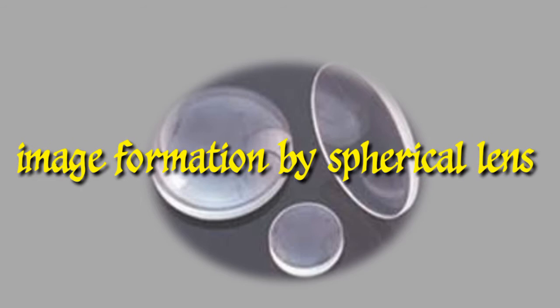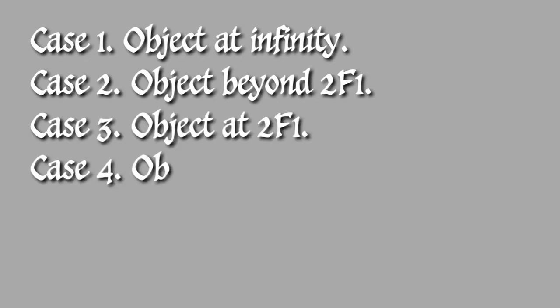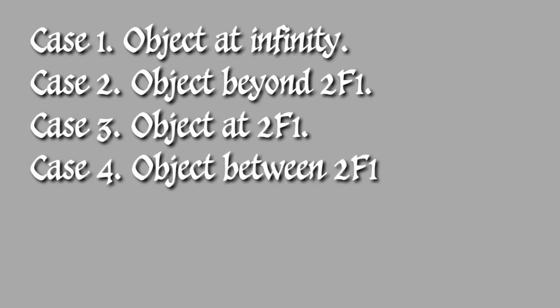Welcome back, students. In this section, we are discussing image formation by spherical lenses. First, we can consider the image formation by a convex lens. In case of a convex lens, it is possible to place the object at 6 different positions in front of the lens, and in each case, different types of images are formed at different positions. That is, in case of a convex lens, we have to consider 6 different cases of image formation.